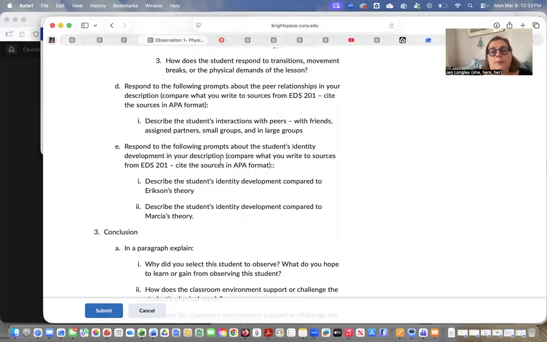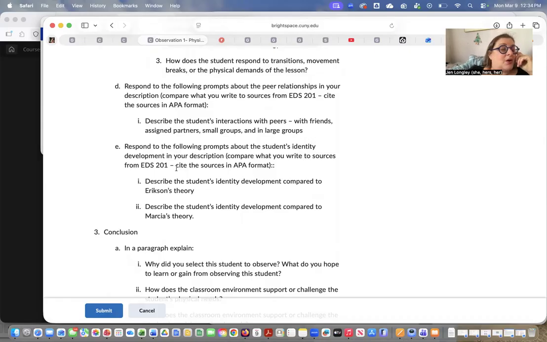Respond to the prompts about the student's identity. How are they expressing their identity? Do they have a core? Do they have an aesthetic? And how can you tell? Do they have a way that they demonstrate their cultural identity? Are they identifying themselves in other ways? Are they sharing about it?